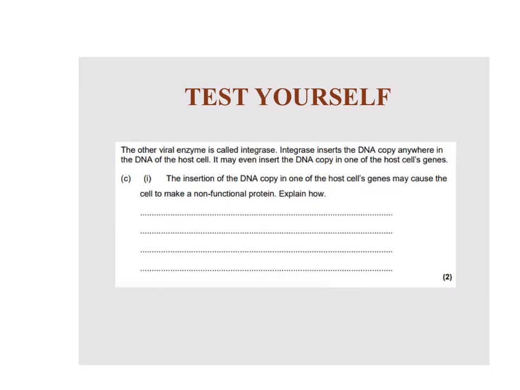The other viral enzyme is called integrase. Integrase inserts the DNA copy anywhere in the DNA of the host cell. It may even insert the DNA copy in one of the host cell's genes. The insertion of the DNA copy into one of the host cell genes may cause the cell to make a non-functional protein. Explain how.